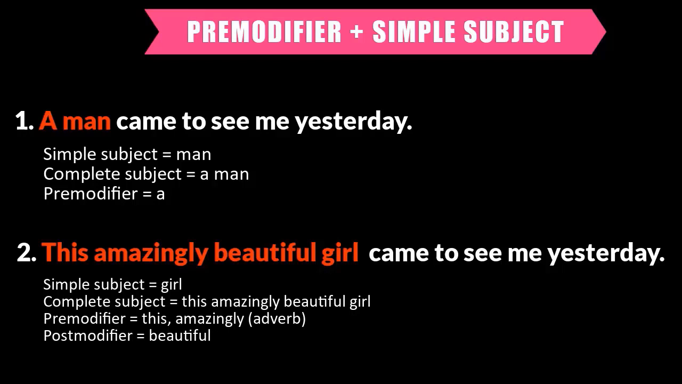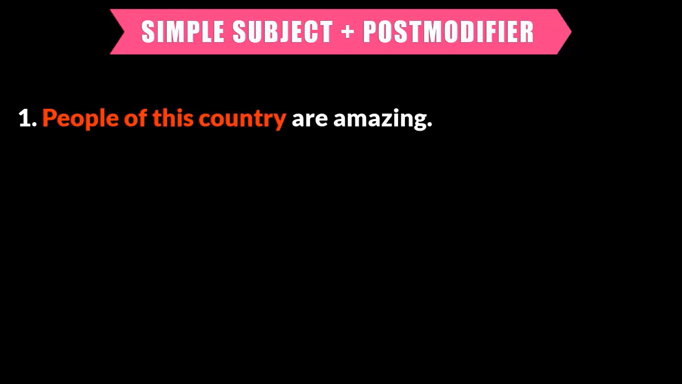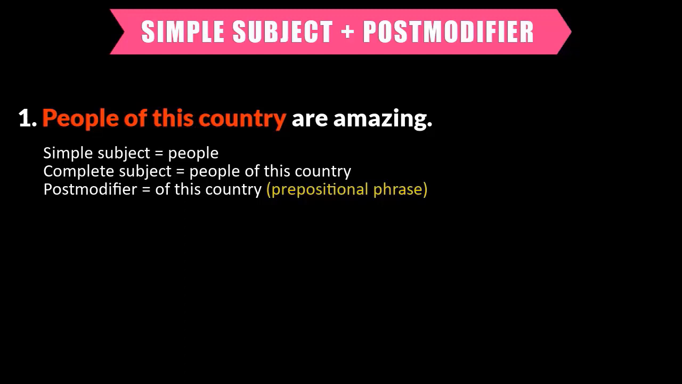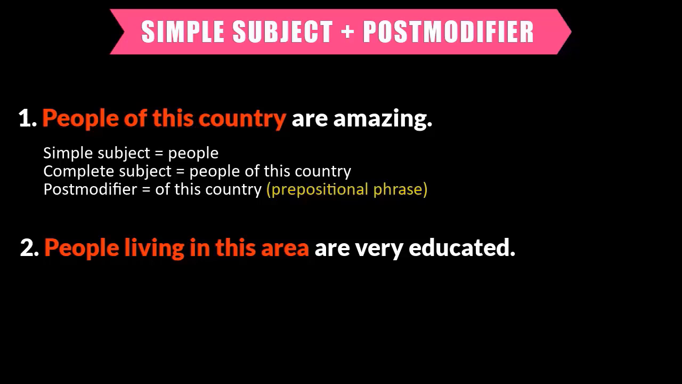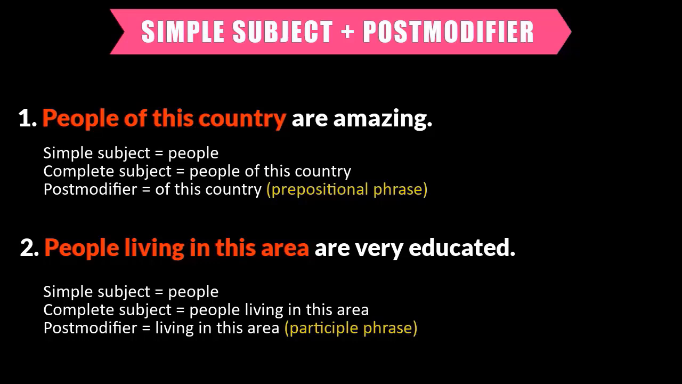Second way, simple subject plus a post-modifier. Examples, people of this country are amazing. People of this country, which people of this country? So people, simple subject, of this country, prepositional phrase working as an adjective, modifying the simple subject people. People of this country are amazing. Second example, people living in this area are very educated. Again, people, simple subject, living in this area, a present participle phrase, modifying the simple subject people, right? And people living in this area, this is your complete subject, right?